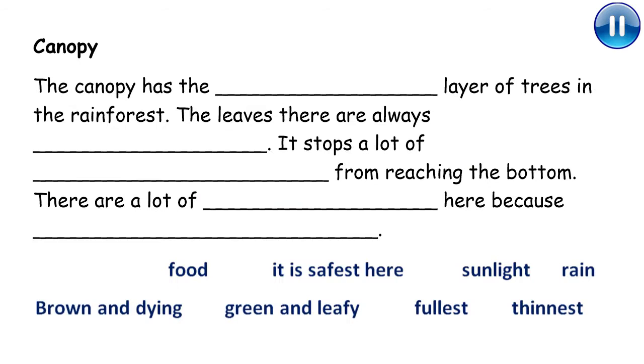Right then, just as we did for the emergent layer, I want you to do this cloze procedure for the canopy. So read through again and look at the words and phrases that I've put in the word bank at the bottom in blue. And then I want you to try and fit the words or phrases into the missing gaps so that when you rewrite the paragraph, the sentences and the paragraph as a whole makes sense. Okay, pause the video now, have a go, and we'll have a look at the answers in a minute.